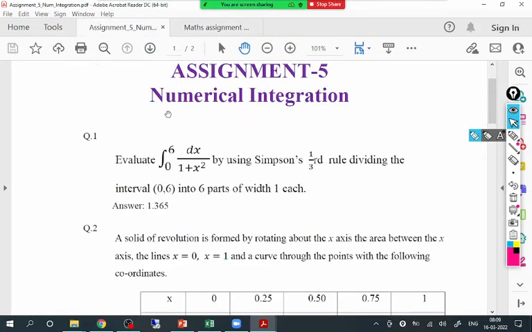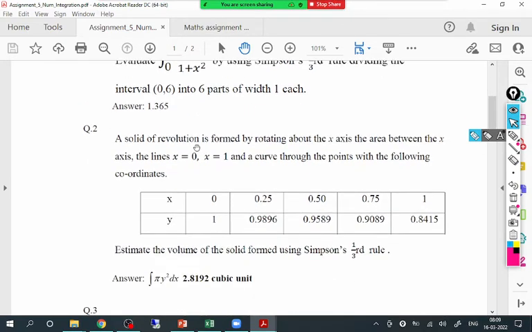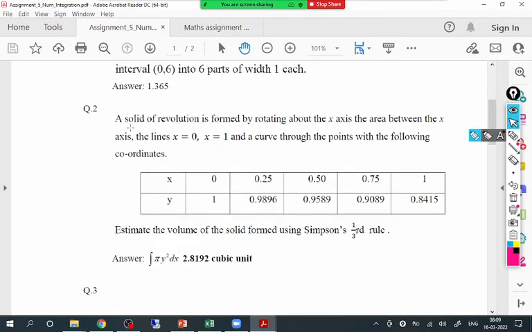So let me take question number 2 now. See, question number 2: a solid of revolution is formed by rotating about the x-axis the area between the curve and the x-axis, lying between x equal to 0 and 1, where the curve passes through the points with the following coordinates. Now the best part is we have the values of y available directly. So we should not worry. It is like y0, y1, y2, y3 and y4. So we are given yi.